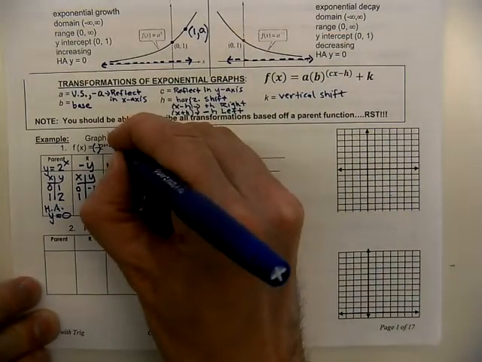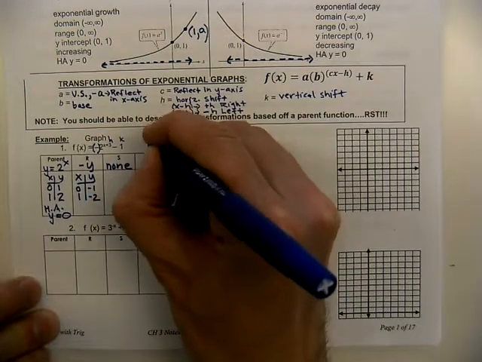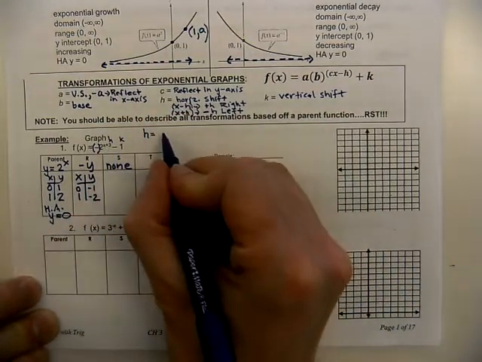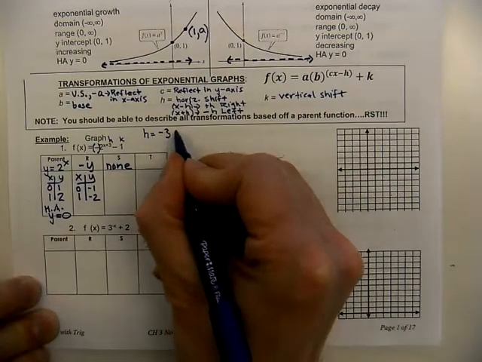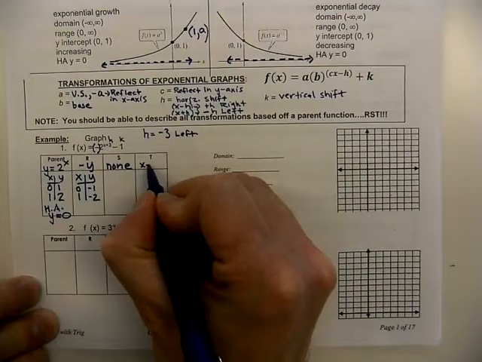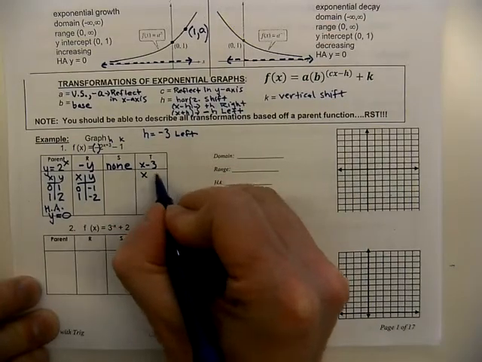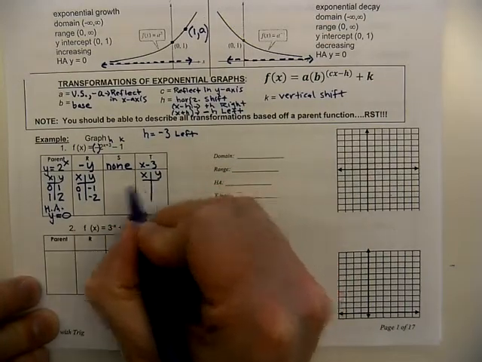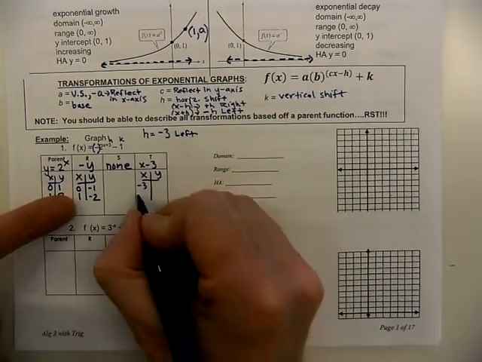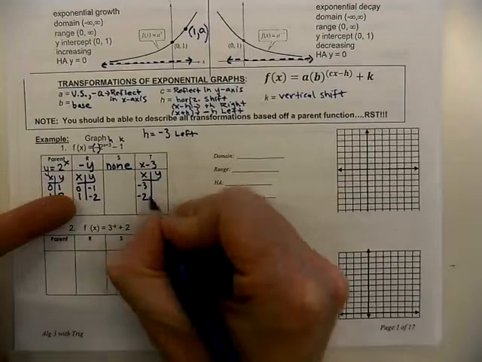Here's your h and k. But remember we said with h you have to change the sign. So it looks like an x plus 3, but in your head think of it as a minus 3. That means we're moving it to the left. So I'm going to take my x-coordinates and subtract 3. So 0 minus 3 is a negative 3. 1 minus 3 is a negative 2.